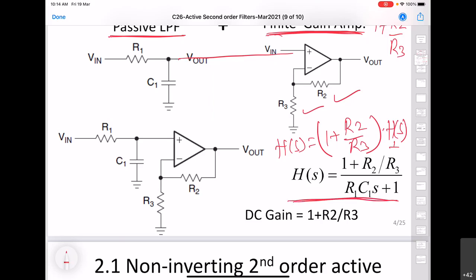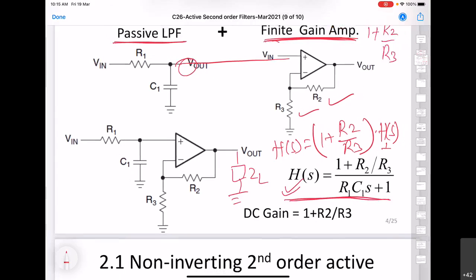And the loading effect advantage remains valid here also. That means you can connect ZL, and the transfer function remains this one. But here we see that it will get modified for the passive case.